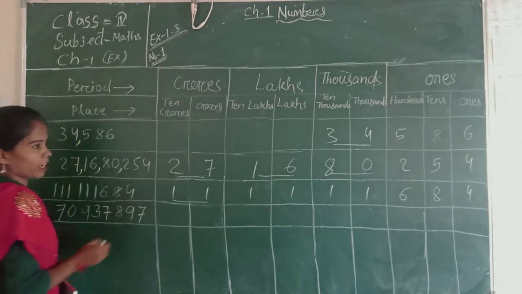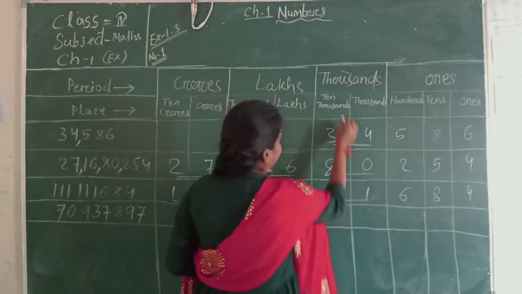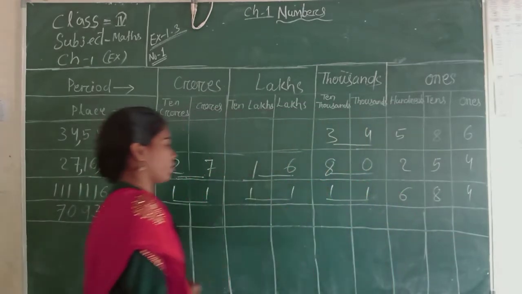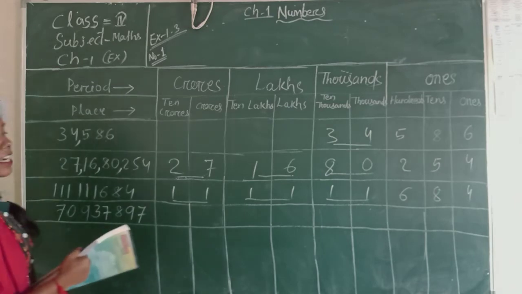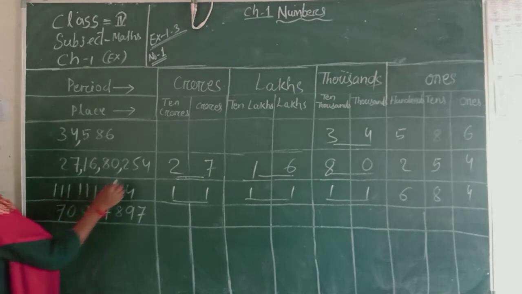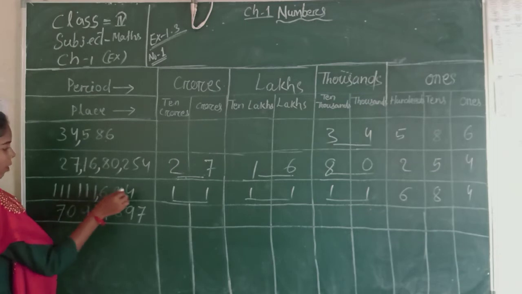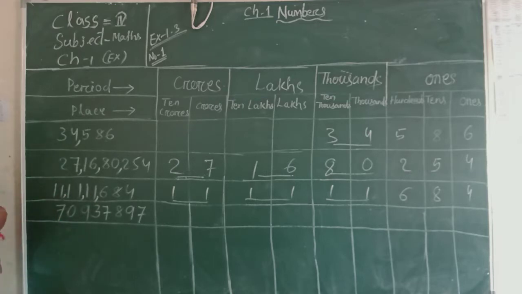In crore period there is 11. So 11 crores, 11 lakh, 11,684. So your number is 11 crores, 11 lakh, 11,684. Now put the commas. In one's period, a comma is always put from the right side after 3 digits. Next after 2 digits. Okay. Next come to another number.